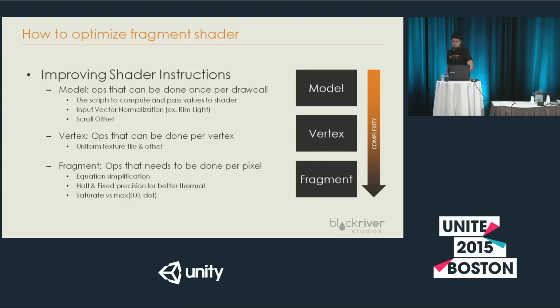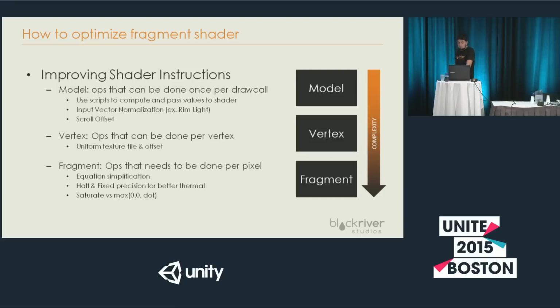For instance, you can save computations: if you're passing a rim light to your shader, you can normalize the rim light in the script and pass it as a uniform to the shader instead of doing the normalization in the shader. If you're doing things like scroll offset, you can also do that. For instance, there is a monster where we use a custom inner light that flickers, and we use a Fourier transform. We compute the Fourier transform in the script and pass it to the shader, so it's only computed once per draw call.